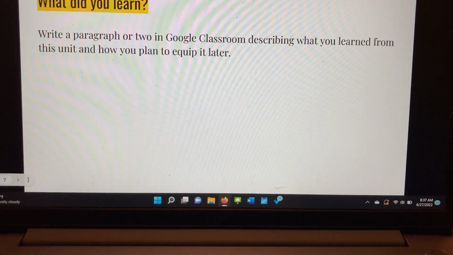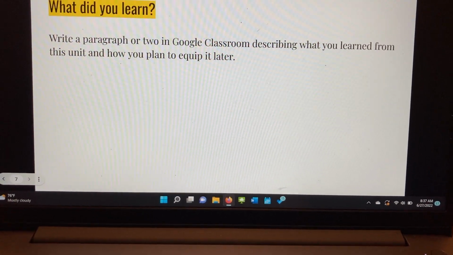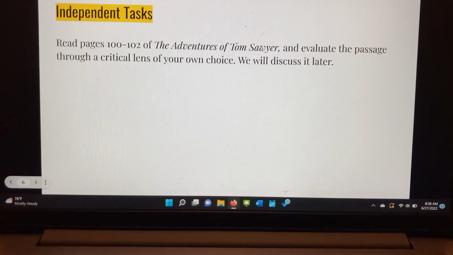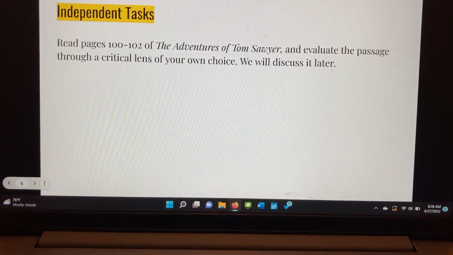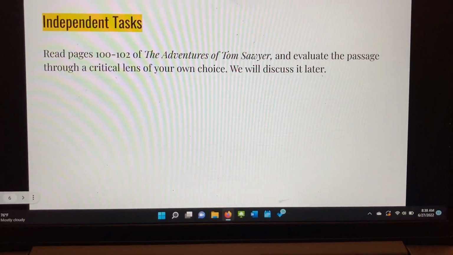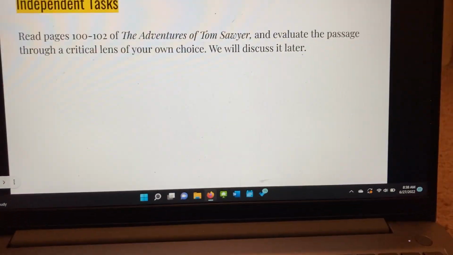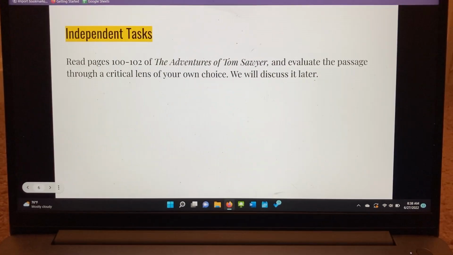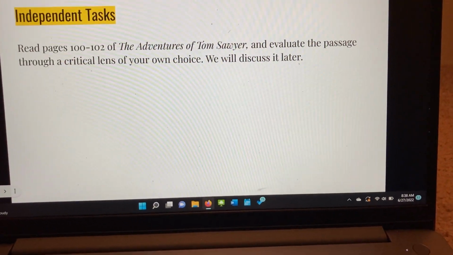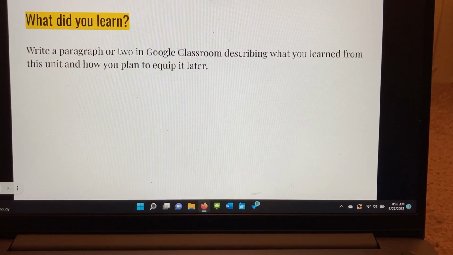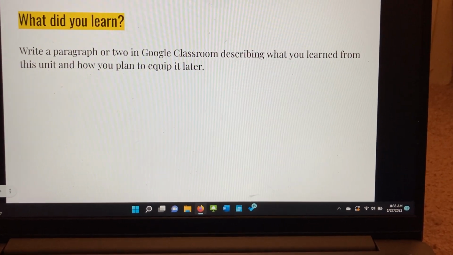And then from there, there's also a formative assessment that I have. It's a quiz, multiple choice. That's in the assessment portfolio. But this would be the end of the lesson, the end of the unit, and then the students would have to write a paragraph or 2 in Google Classroom describing what they learned from the unit and how they plan to equip it later.